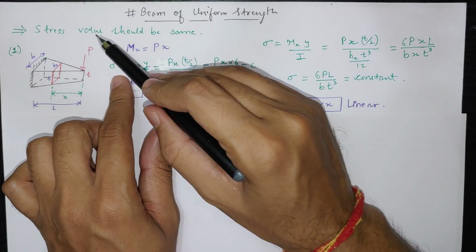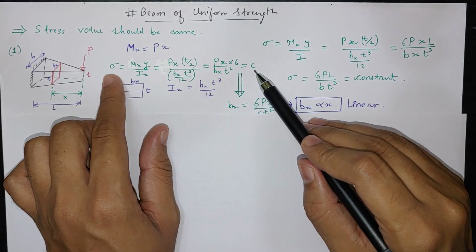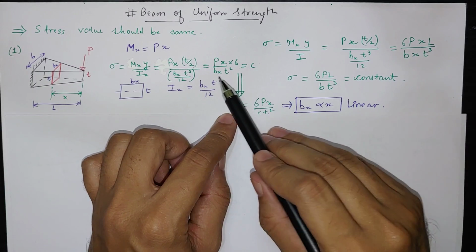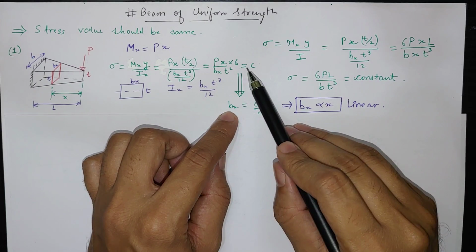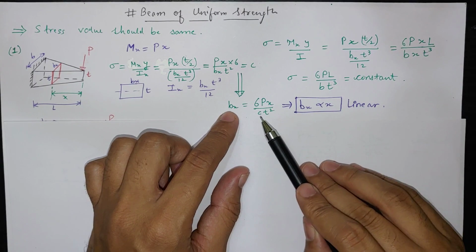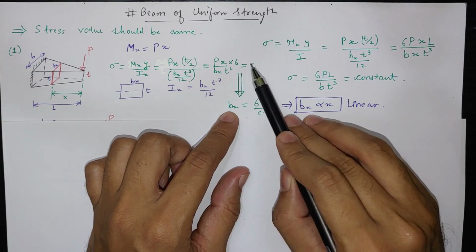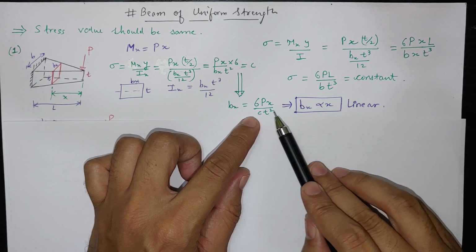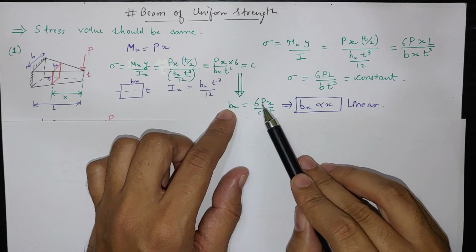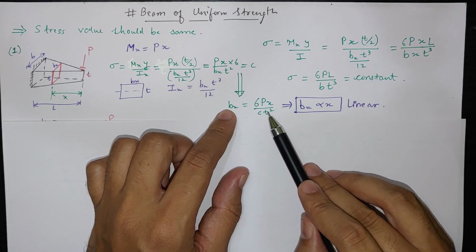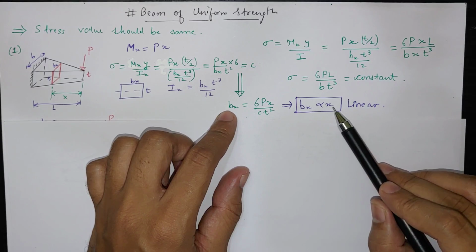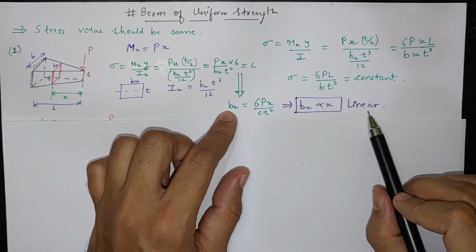Now stress should be same, so stress should be constant. Now if stress is constant, then if you make b at x the subject and write the equation, then b at x is 6Px by t square, c will go at the denominator and b at x will be here. So b at x, we know this P, 6, c, t square all are constant, only x is varying. So b at x is proportional to x, so it will come out as linear.